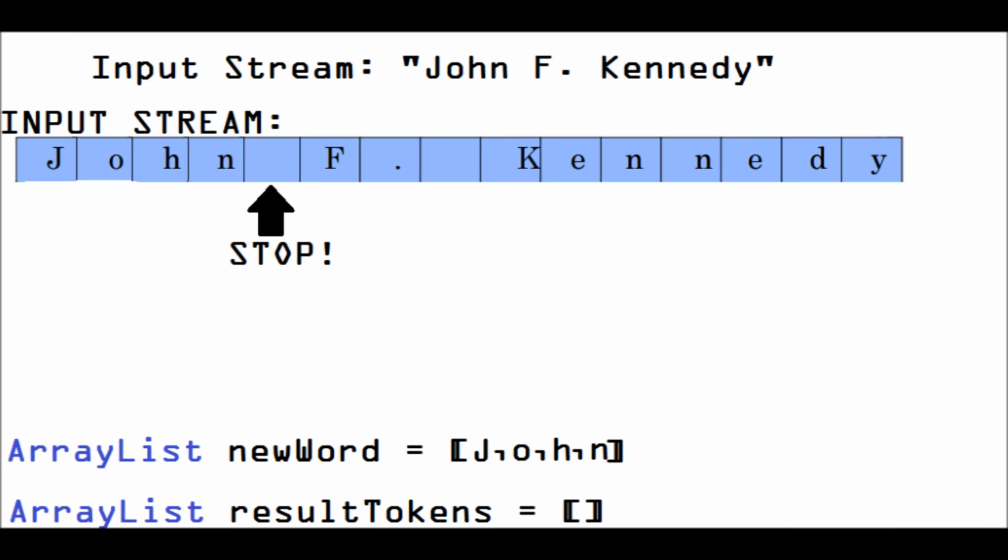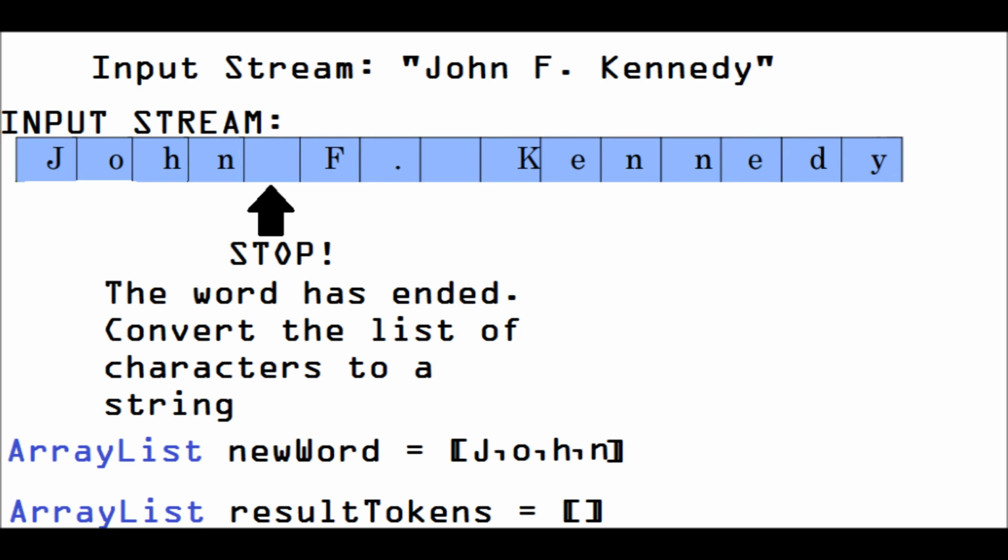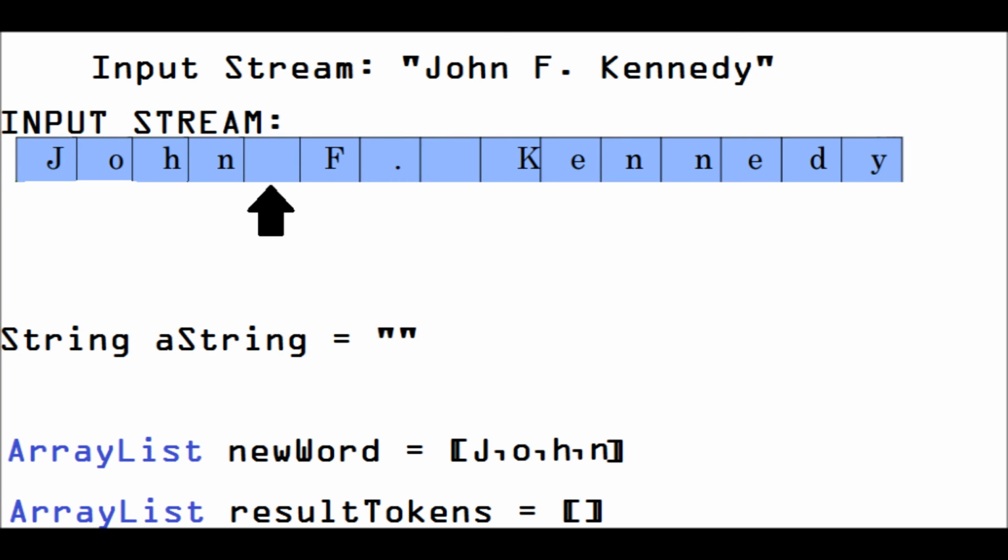We now have to do something with that list of characters that represents the word that we found. So we want to return full words. So we don't want to give our result tokens a bunch of characters. We want to give it a whole entire word. We want to give it a string. So what we're going to have to do is convert this list of characters into a string.